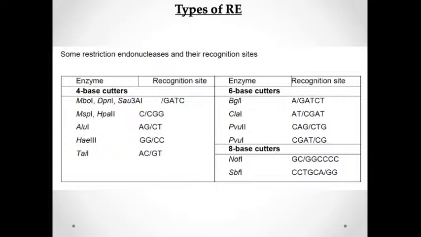Further types of restriction enzymes could be 4 base cutters, 6 base cutters, and 8 base cutters. The 4 base cutters are like MboI, DpnI, Sau3AI. Their recognition site is GATC. And the 6 base cutters cut from 6 bases, and likewise the 8 base cutters.